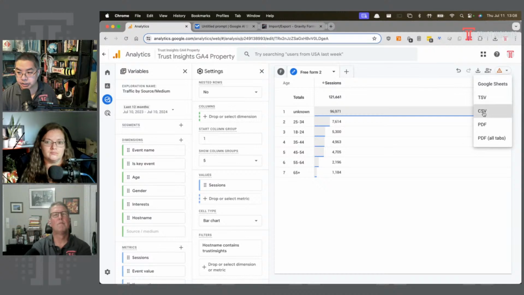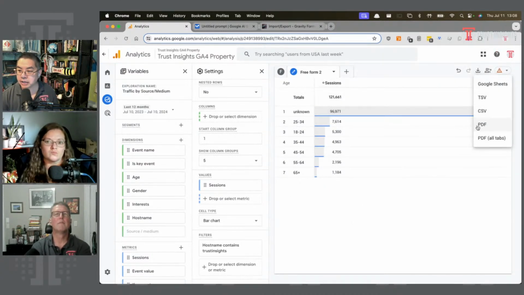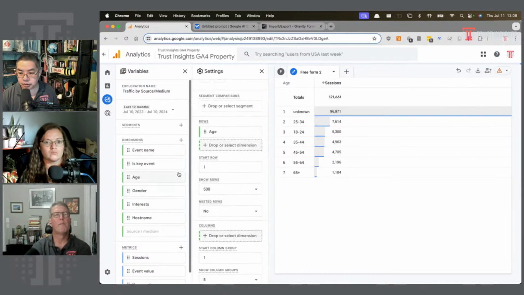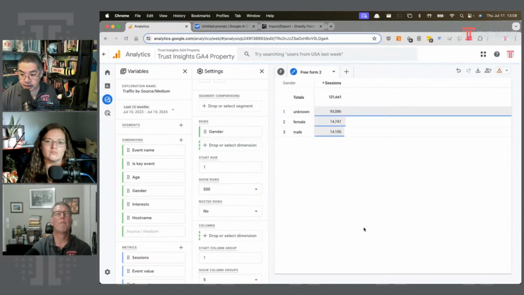Now, the next thing we can do, very broadly, let me go ahead and dump this PDF out, is swap out our age with our gender, just to take a look at broadly what that looks like. And here we're split 50-50, right down the middle, which is unusual. In the past, it has skewed more heavily male, and now is about even.